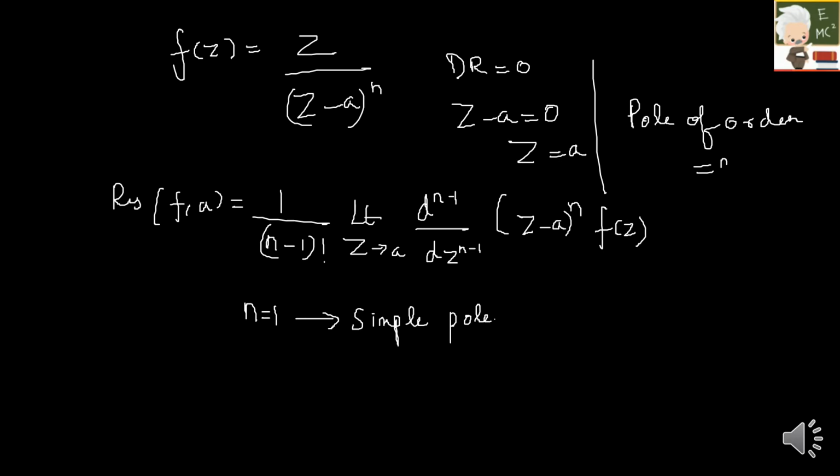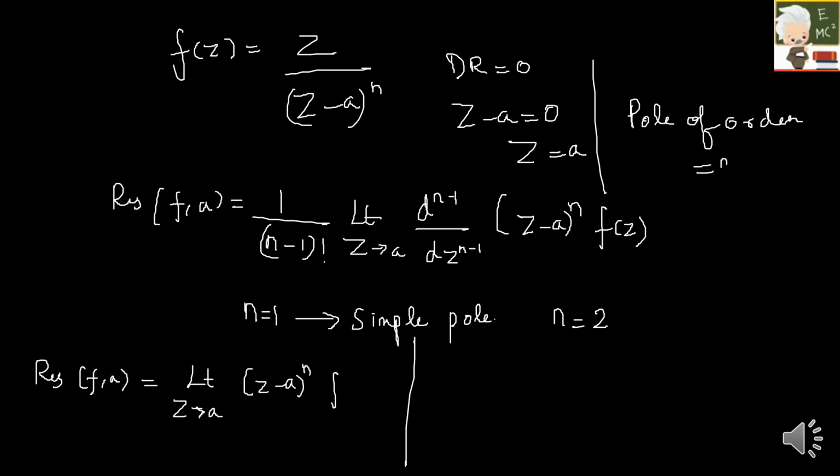So if I am having a pole of order 2, so what if n is equal to 2? First let me write the formula for n equal to 1. Residue of f comma a will be equal to 1 by 0 factorial, which is 1, into limit z tends to a of (z minus a) whole power n into f of z. So this is for a simple pole.